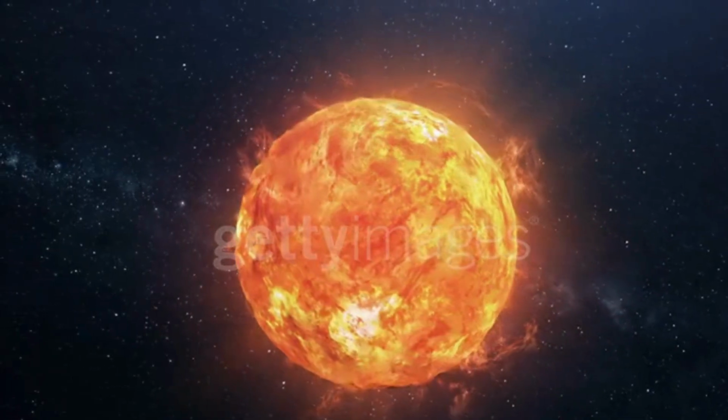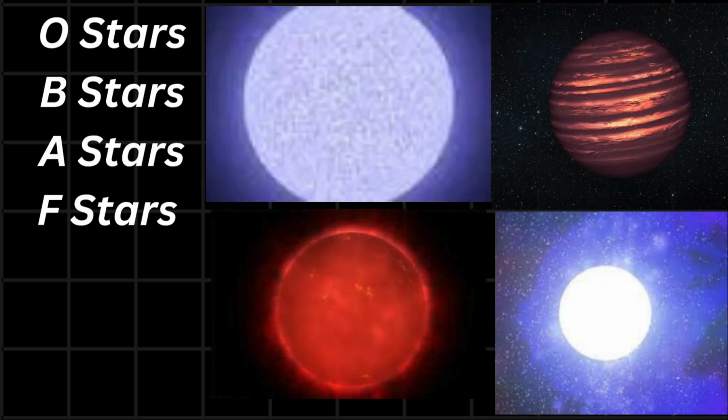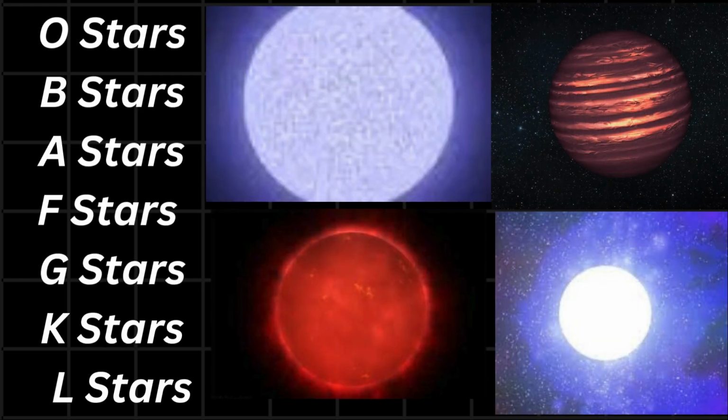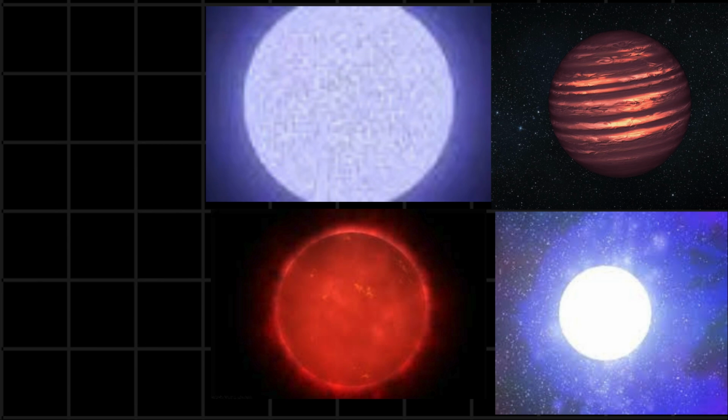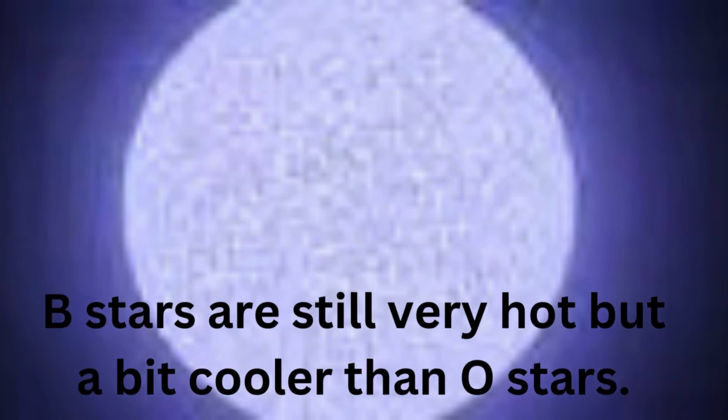Let's break it down. First, stars are grouped by their surface temperature, which is how hot the star's surface is. There are 8 main categories, each representing a different range of temperatures. These categories are given letters and they range from the hottest to the coldest. O stars are the hottest and burn at extremely high temperatures. B stars are still very hot but a bit cooler than O stars.